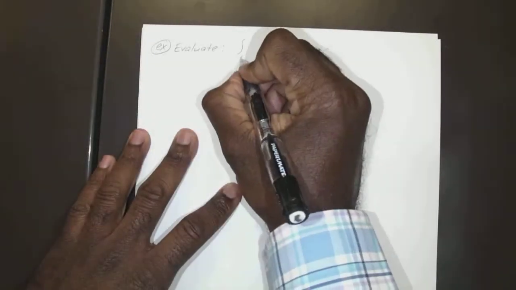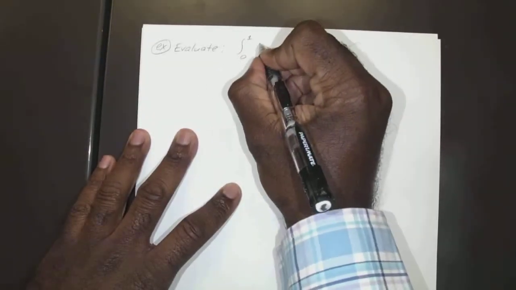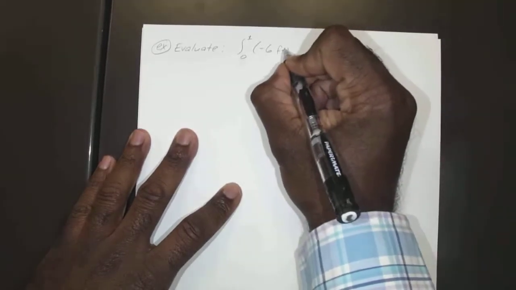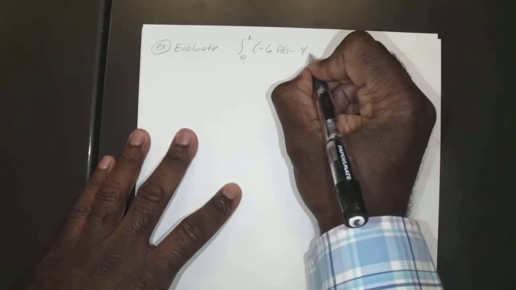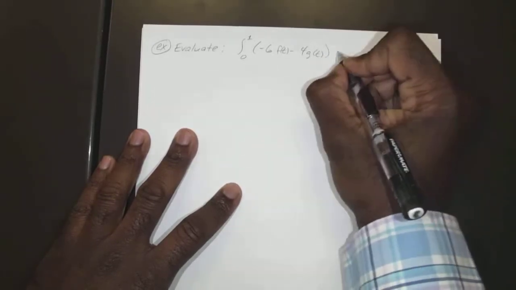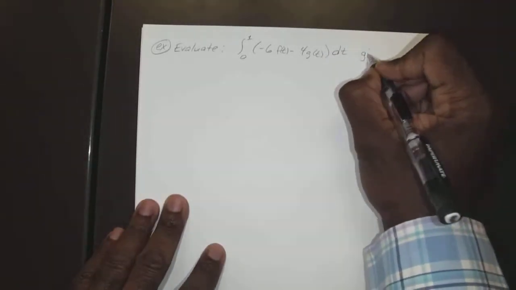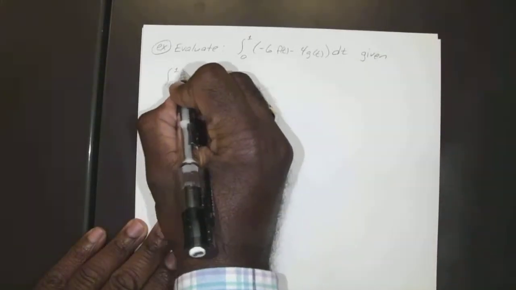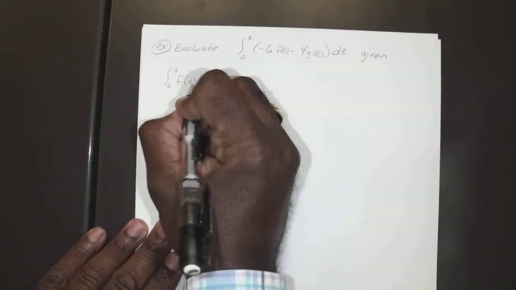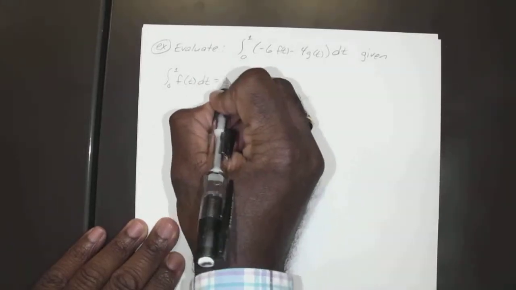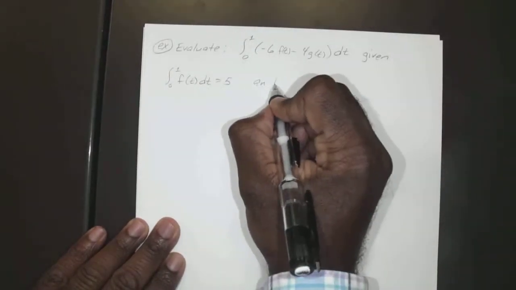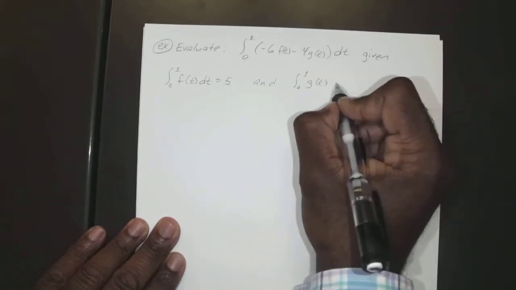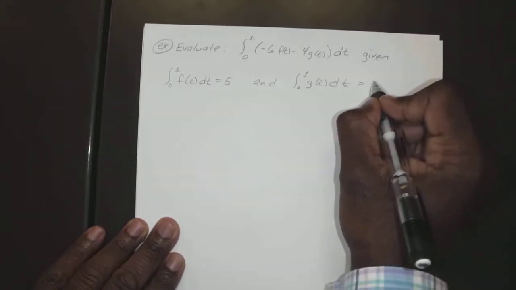Okay, so from 0 to 1 of -6 times f of t minus 4 times g of t with respect to t, if you're given that the integral from 0 to 1 of f of t with respect to t is equal to 5, and the integral from 0 to 1 of g of t with respect to t is equal to 8.